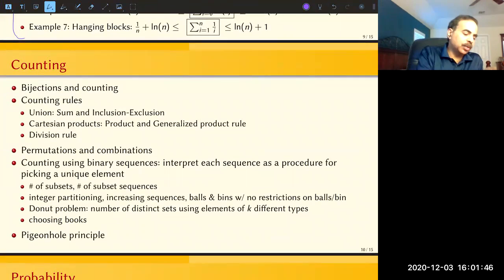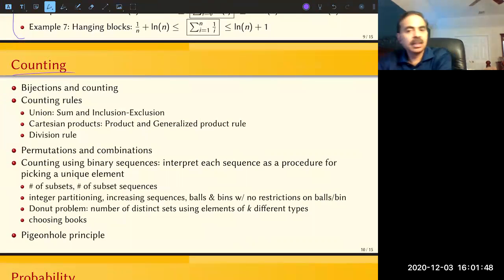So the next unit was counting, right? We spent several lectures on counting. And the basic way we count is using bijections.